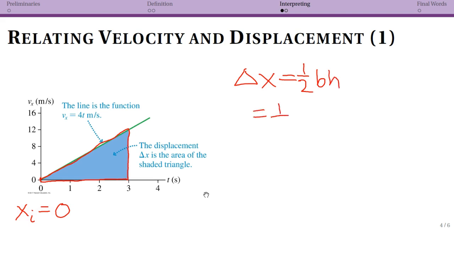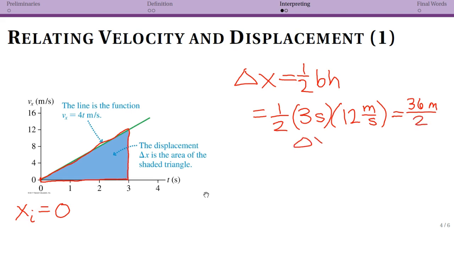And my base is equal to 3 seconds, and my height is equal to 12 meters per second. Okay, so that gives me 36 meters divided by 2. So my displacement during this time is equal to 18 meters. So that's one way to do this.